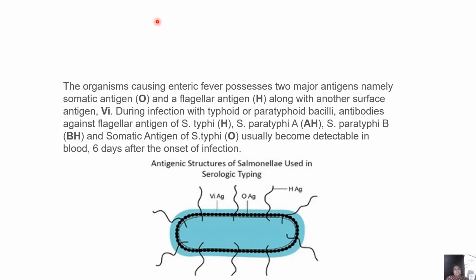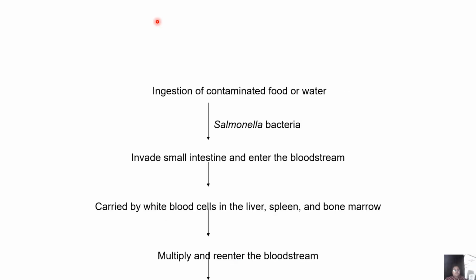So the organisms causing enteric fever possess two major antigens, namely the somatic antigen O and a flagellar antigen H, along with another surface antigen Vi, right? So during infection with typhoid or paratyphoid bacilli, antibodies against the flagellar antigen of S. typhi, which is H, S. paratyphi A, which is AH, and S. paratyphi B, BH, and the somatic antigen of S. typhi O usually become detectable in blood 6 days after the onset of infection.